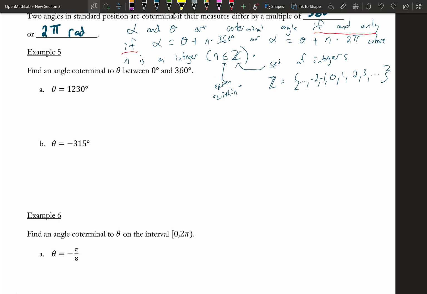All right, so now we have some examples working with coterminal angles. We're asked to find an angle that's coterminal to a given theta, but we want it to be between 0 degrees and 360 degrees. In part A, we start with theta, which equals 1,230 degrees. We want to keep subtracting off 360 degrees because we're bigger than 360, so we keep getting coterminal angles, and we want to stop once we get a value between 0 and 360. We're trying to remove all those unnecessary rotations.